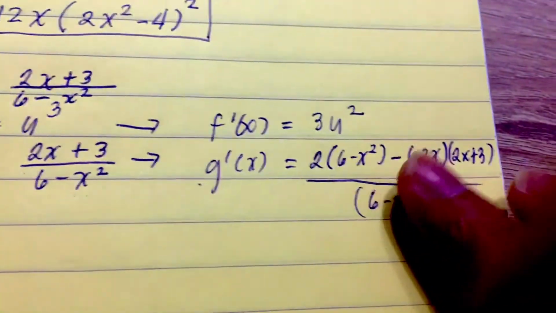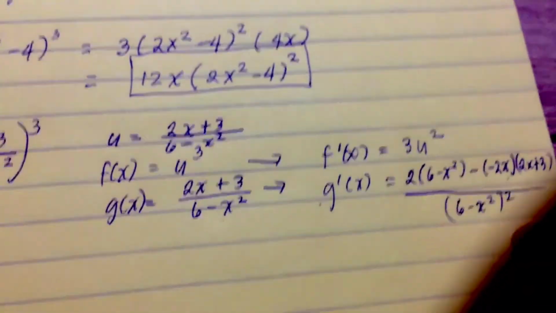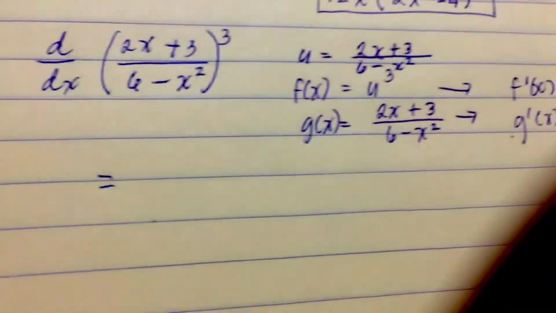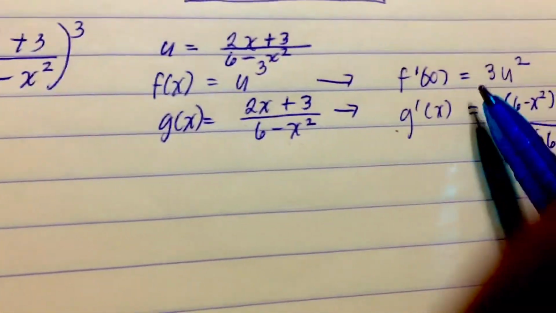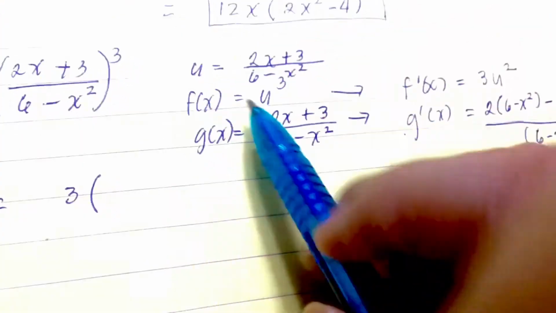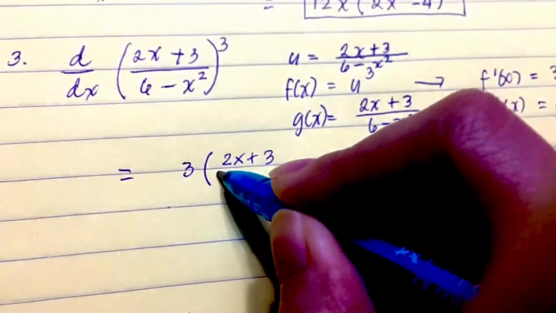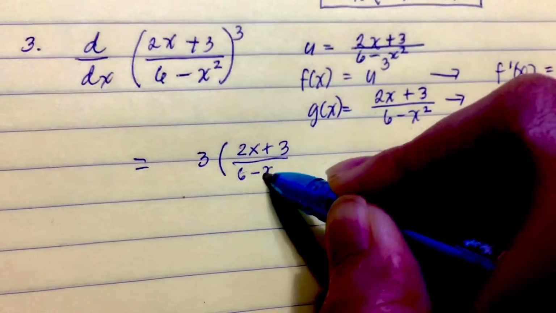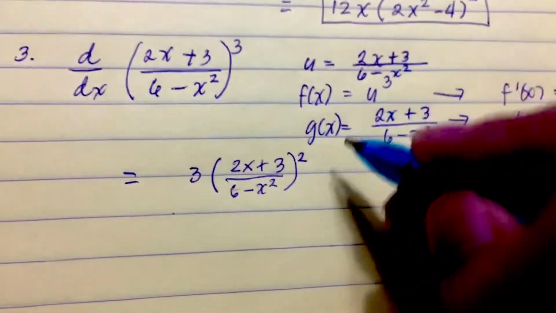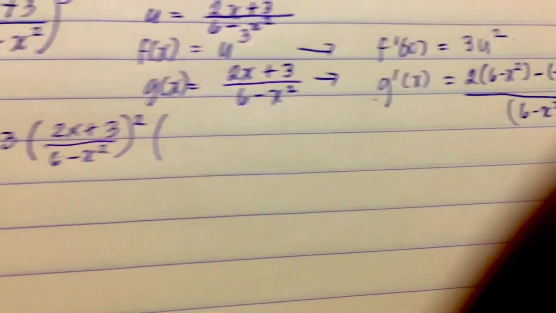Right, so this is your derivative of g of x. Now let's find out what the chain rule gives. The derivative of f of x is 3 times u, which is (2x + 3) over (6 - x squared), then squared. Multiply. So we're going to copy all of this.